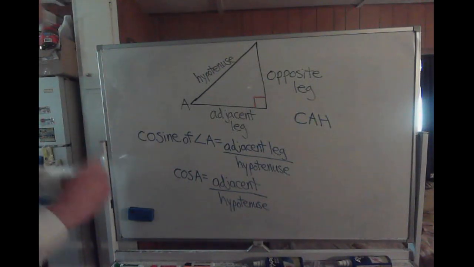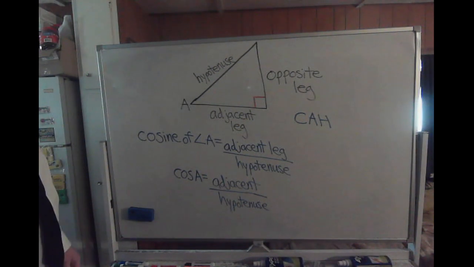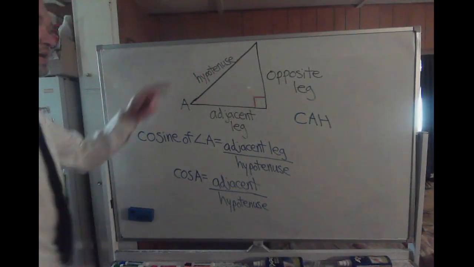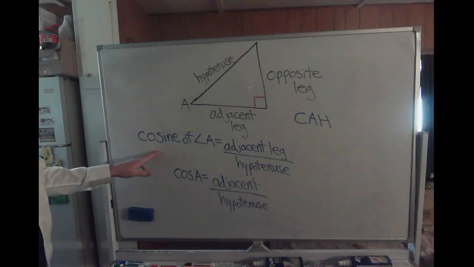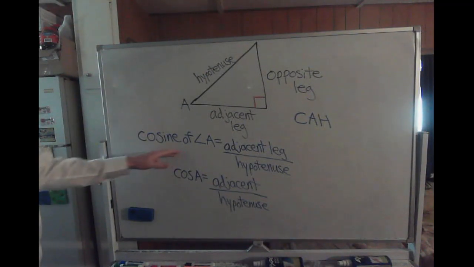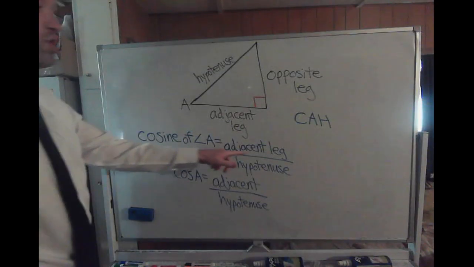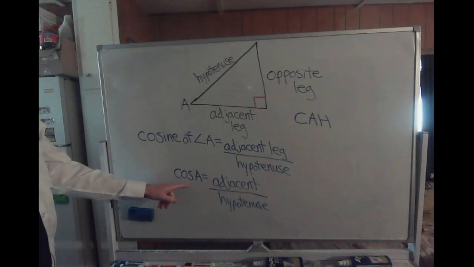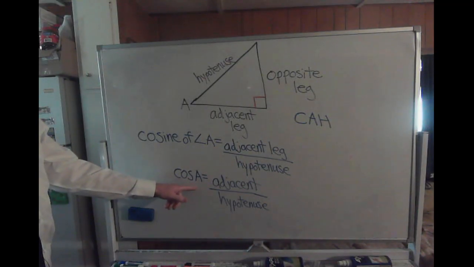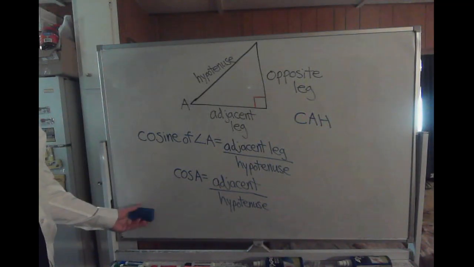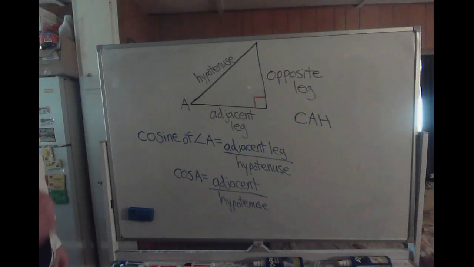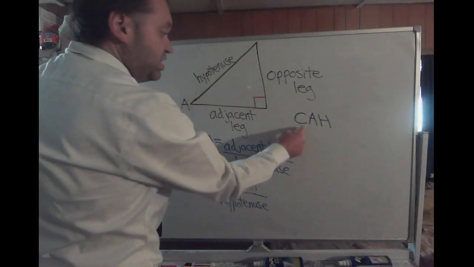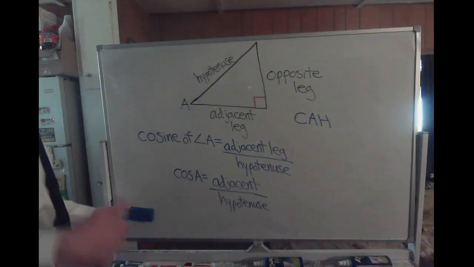Okay, and then we use the same right triangle. Again, you have angle A, you have your adjacent leg, your opposite leg, and your hypotenuse. We have the cosine ratio here. So to find the cosine of angle A, it's going to be the ratio of the adjacent leg to the hypotenuse, which is abbreviated cos A. That's how cosine's abbreviated, equal to adjacent over hypotenuse. If you want to remember cosine, remember CAH, C-A-H, which would be cosine adjacent over hypotenuse, so CAH.